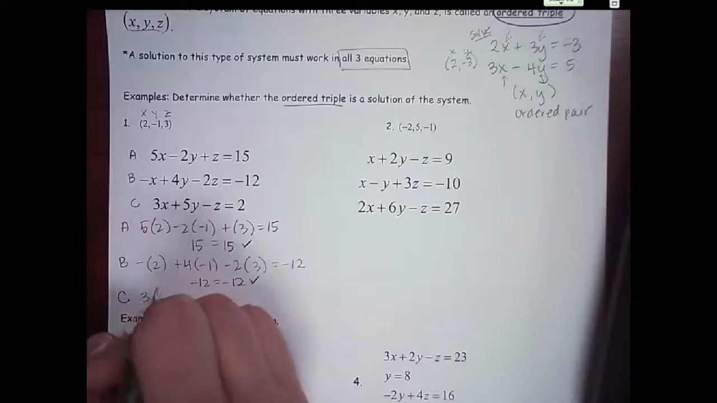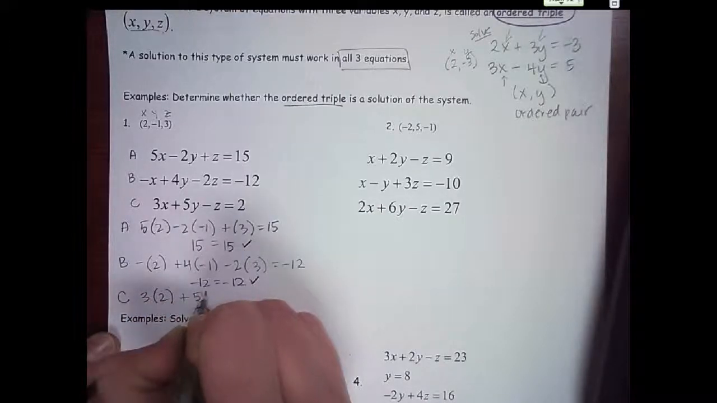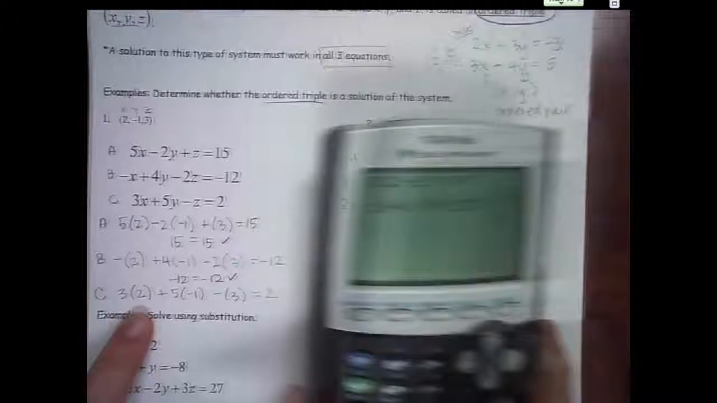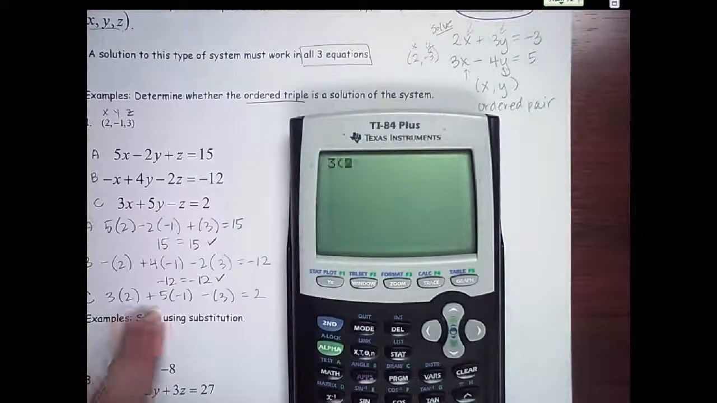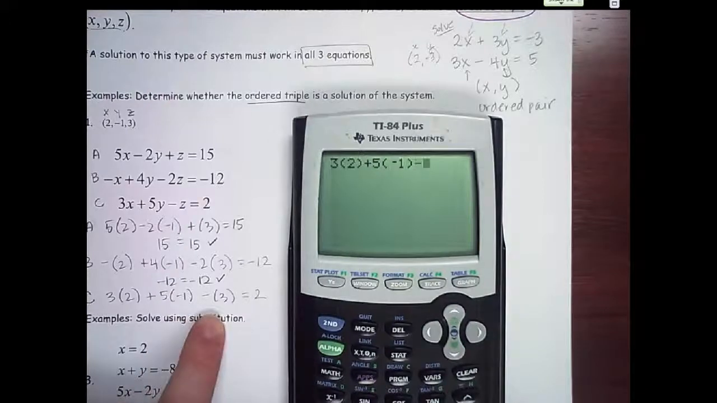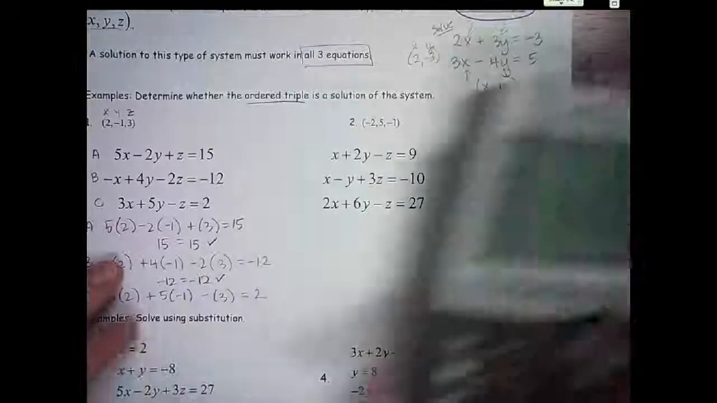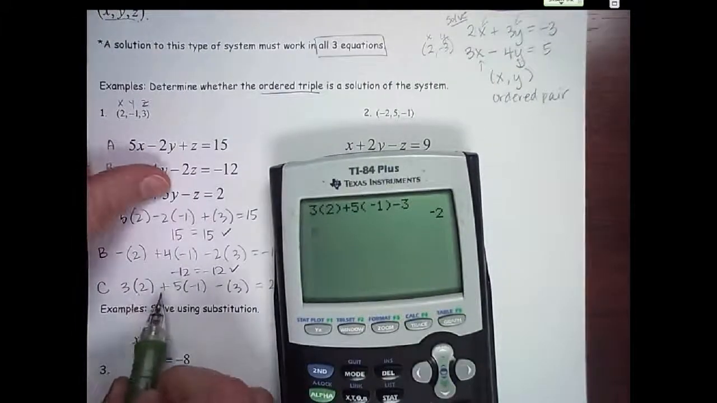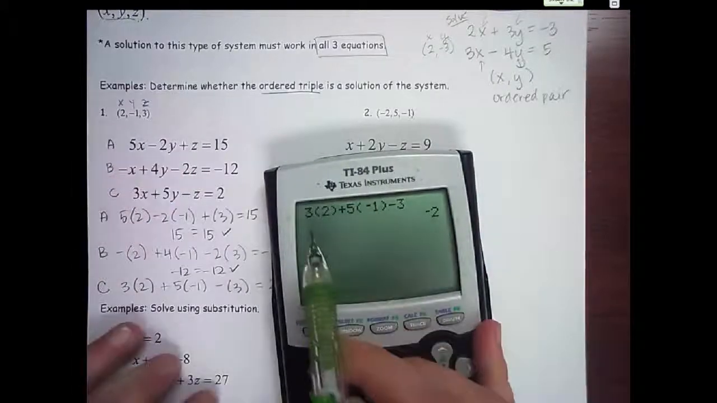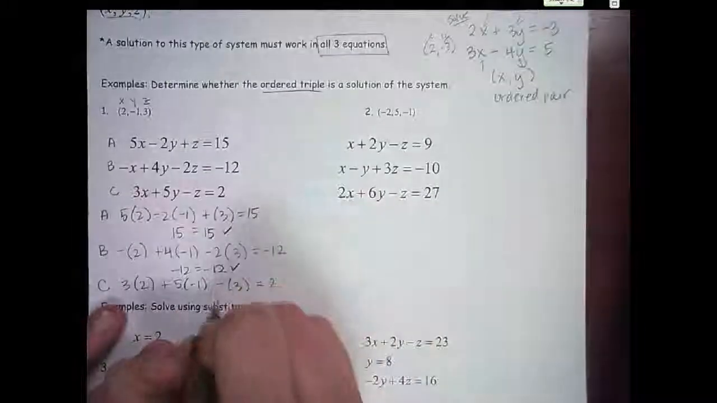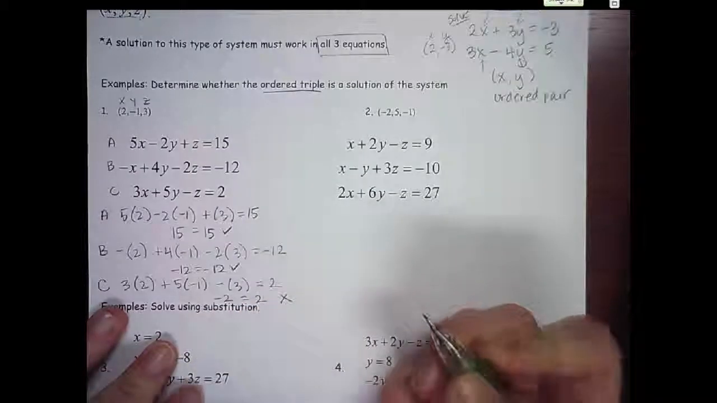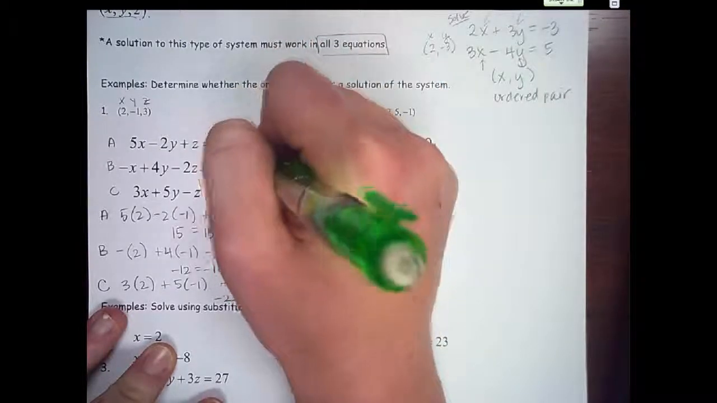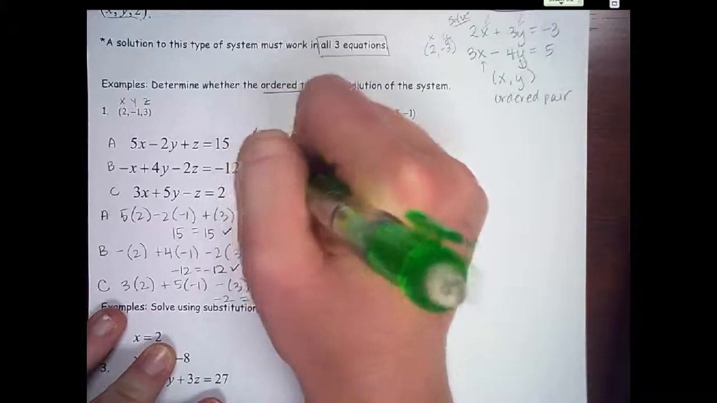So the third equation, 3 times x, which is 2, plus 5 times -1 minus 3 equals 2. Again, I'll plug in this left side. 3 times 2 plus 5 times -1 minus 3 equals -2. Did you see I got -2? Let's double check ourselves. 3 times 2 plus 5 times -1 minus 3. So I got -2 equals 2. It doesn't work. So let's say 2, -1, 3 is not a solution.